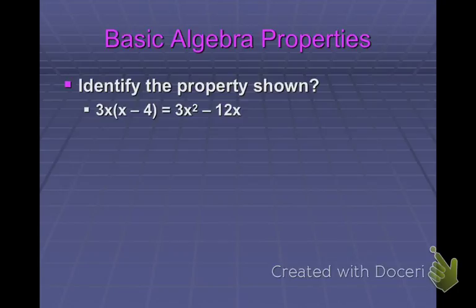What did we do here? Of those properties that we just went through, what did we do? Distributed. All we did is we took the 3x to the x and the 3x to the negative 4. It basically just looked something like that, and this is what we ended up with.